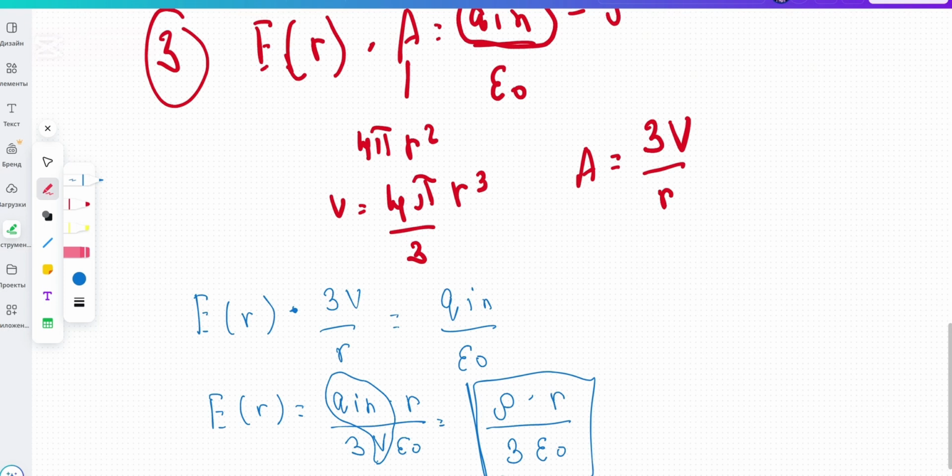Finally we understand that we solved this problem by using the superposition principle, replacing the cavity with an imaginary sphere of charge with minus charge density, and then applying Gauss's law to find the electric field at different points. So that's it. Thanks for your attention.